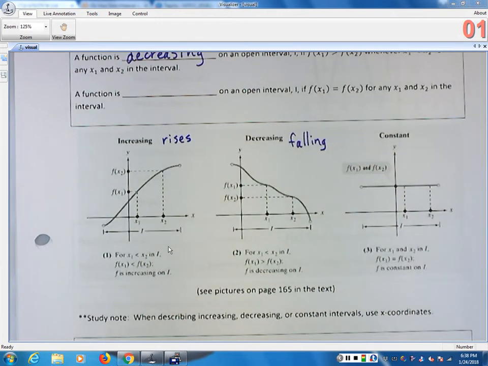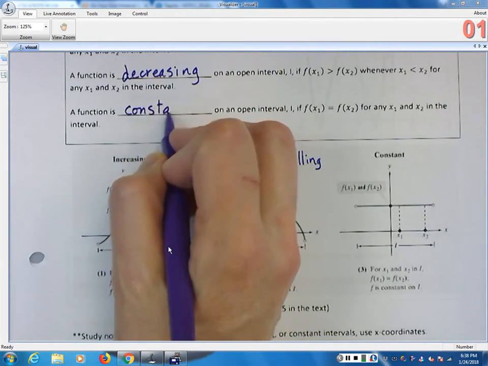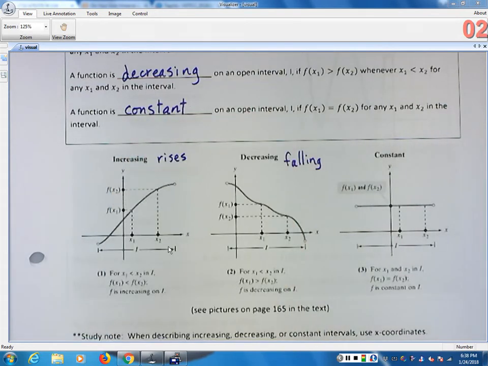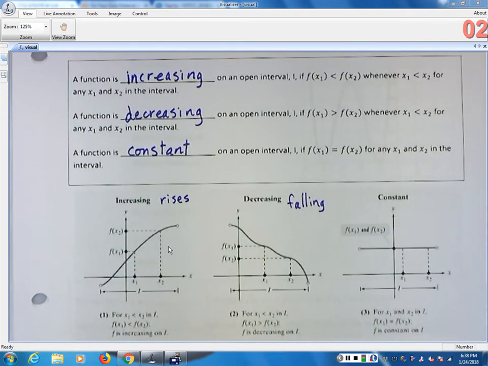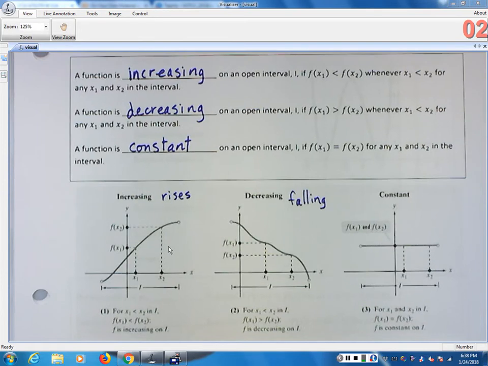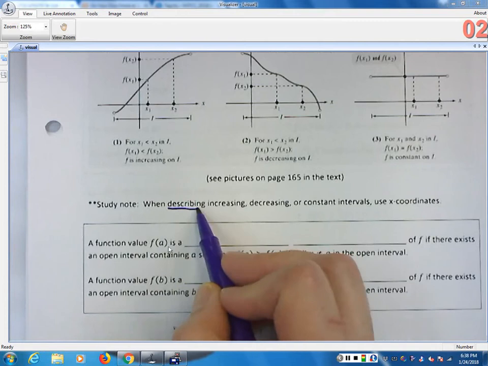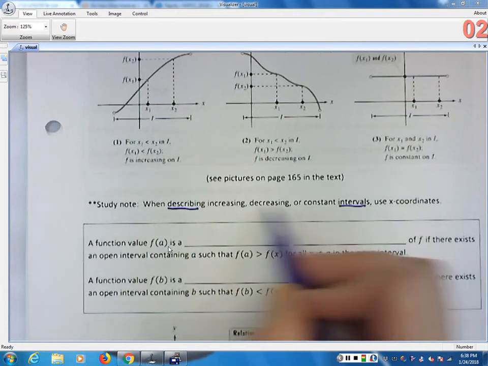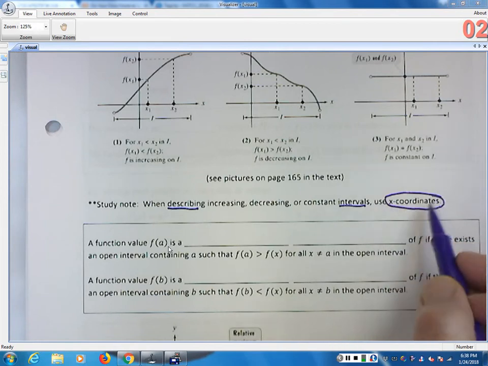And a function is constant on an open interval if f of x1 equals f of x2 for any x1 and x2 in the interval. So that's the definition of increasing, decreasing, and constant. And those are the pictures from the book. When we're describing the intervals where a function is increasing, decreasing, or constant, we use x coordinates.